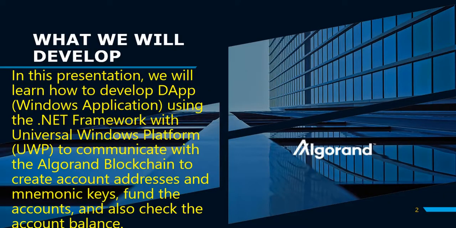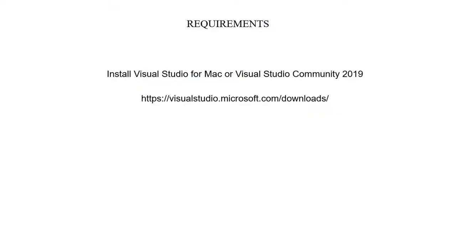In this presentation, we will learn how to develop a decentralized application in the form of a Windows application using the .NET framework with the Universal Windows Platform, also known as UWP, to communicate with the Algorand blockchain to create account addresses and mnemonic keys, fund the account, and also check the account balance.